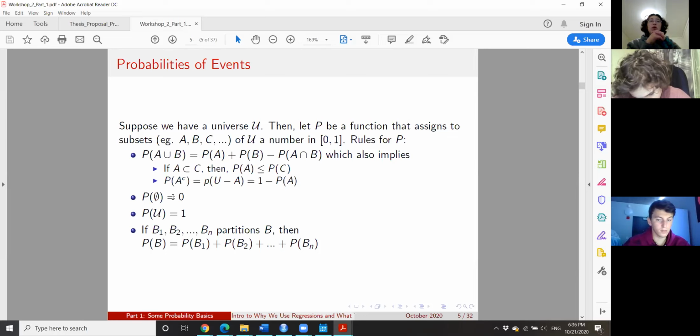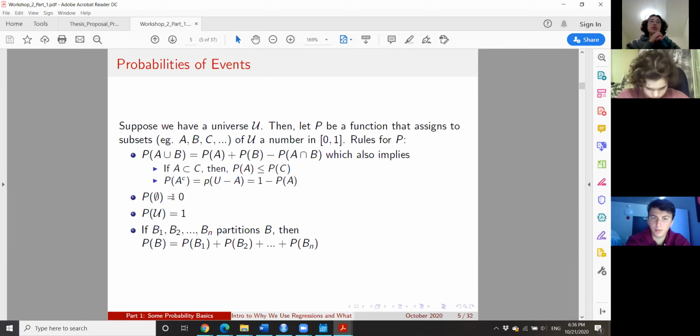So if you have a universe of 5 people, and maybe each event is picking a person, the probability that the person picked is from the universe is 1, right?